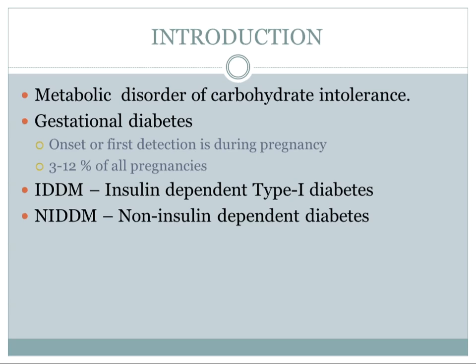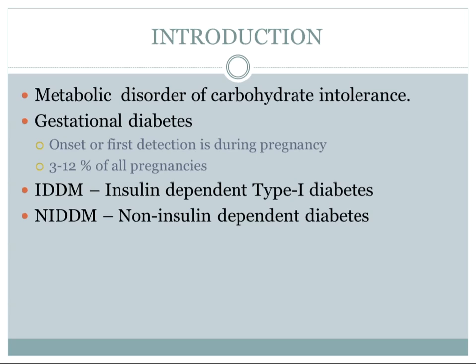Now, pre-gestational diabetes is divided into two groups, type 1 and type 2. Previously, this type 1 was called juvenile diabetes. This is all in general medicine, you must have studied. Type 1 was called juvenile diabetes, and type 2 was called maturity onset diabetes. Now, instead of those terms, we call it type 1 and type 2.